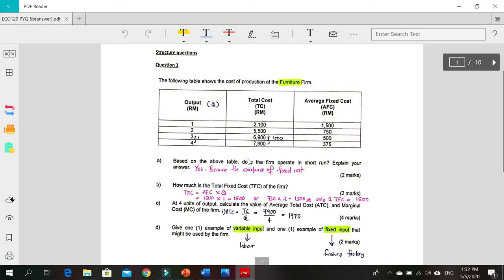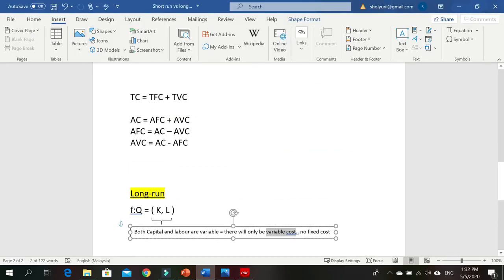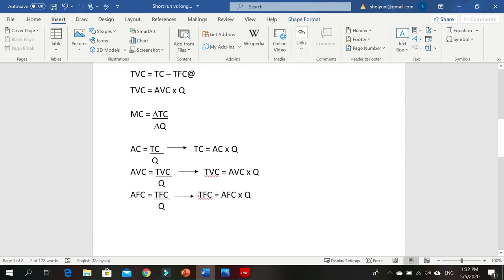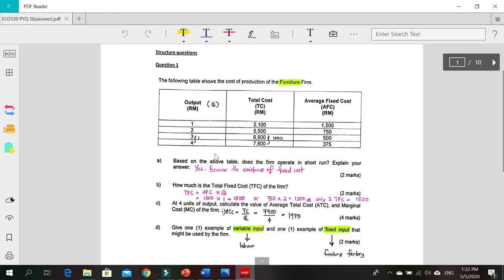So macam mana cara nak cari total fixed cost? In the keywords, you are given the average fixed cost. From average fixed cost, you can find the total fixed cost. So, what is the formula? This is the formula: total fixed cost equals average fixed cost times the quantity. But we have lots of quantity here. Yang ada satu nak pakai medium. Tak ada masalah, because total fixed cost akan ada satu sahaja.